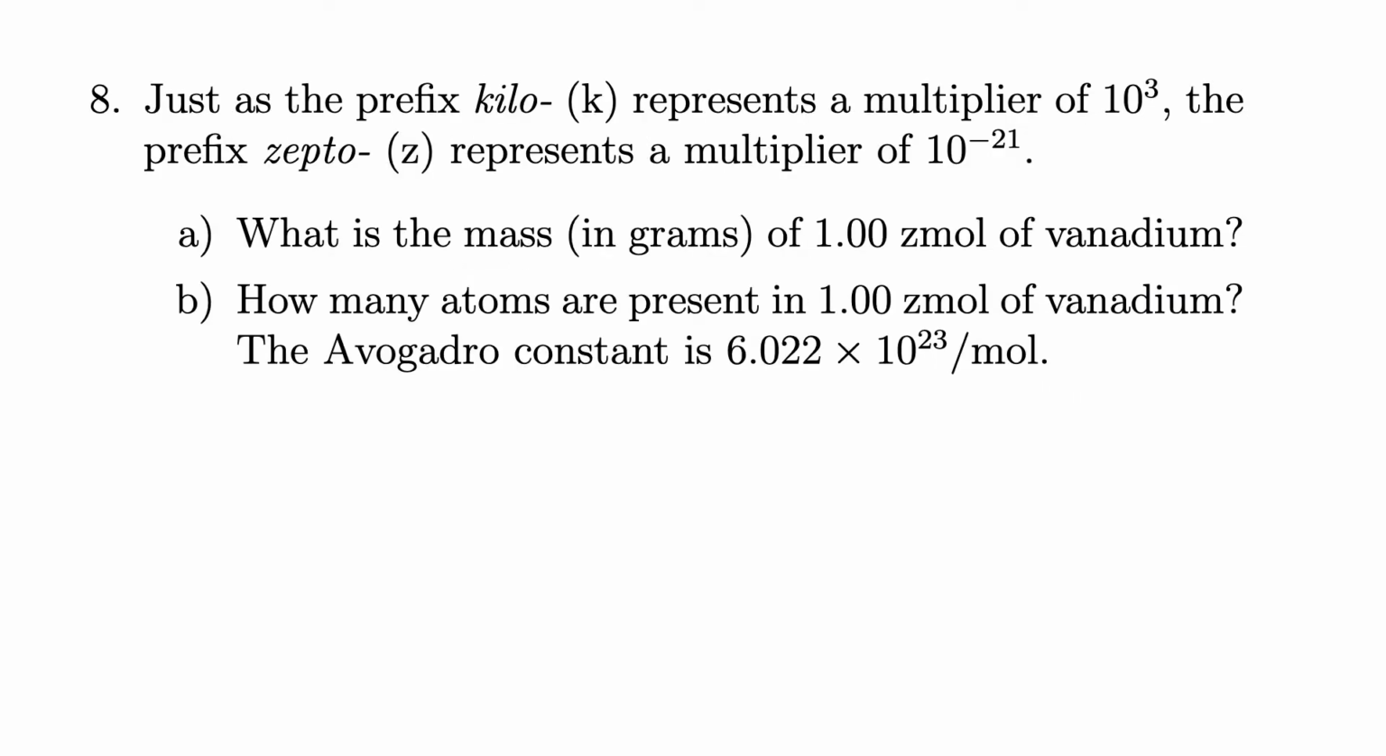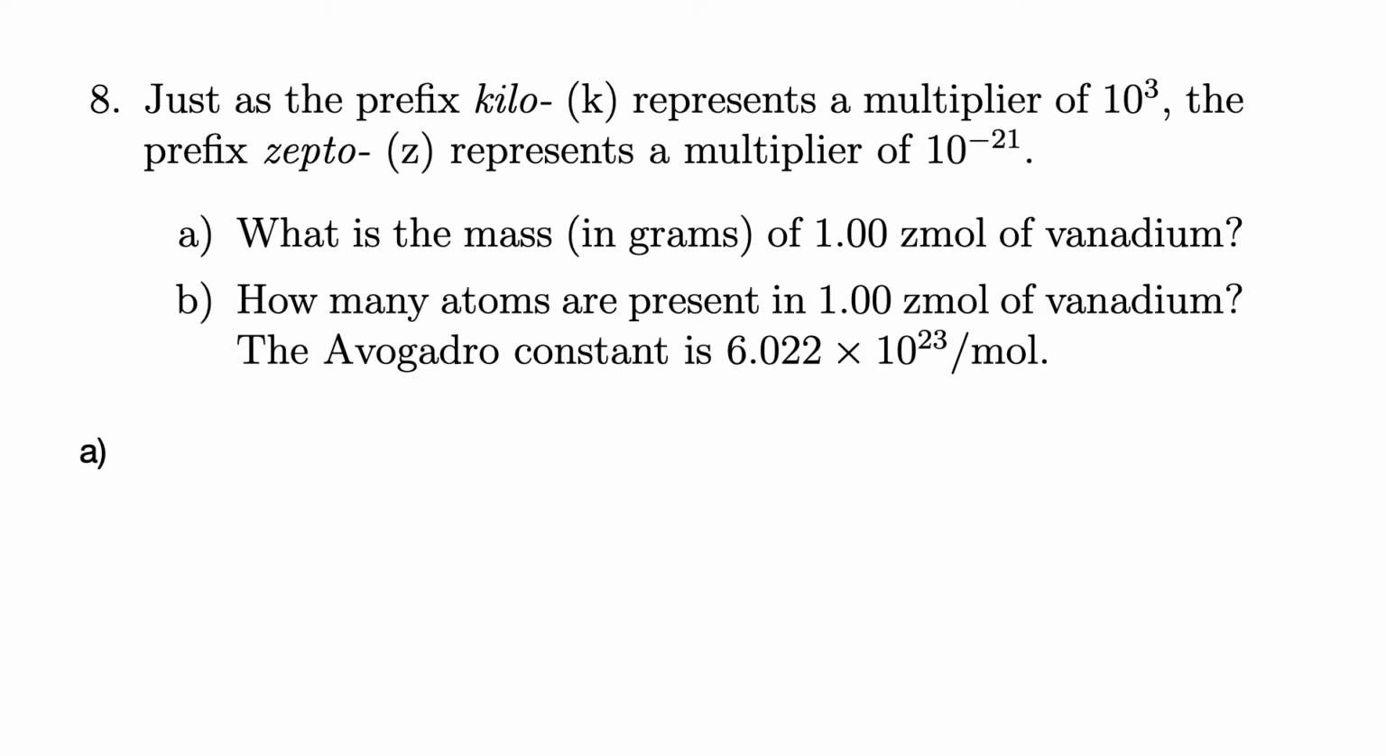Okay, moving along, question 8. Just as the prefix kilo represents a multiplier of 10 to the third, the prefix zepto represents a multiplier of 10 to the minus 21. And we want to know, A, what is the mass in grams of 1.00 zeptomoles of vanadium? And B, how many atoms are present in 1.00 zeptomoles of vanadium? And we're given that the Avogadro constant is 6.022 times 10 to the 23rd per mole.